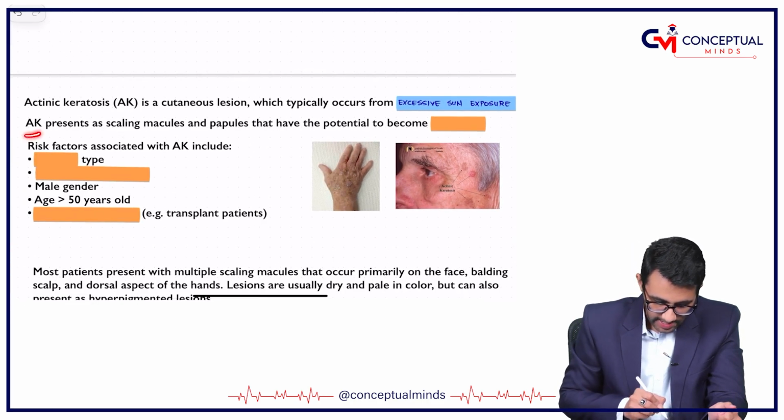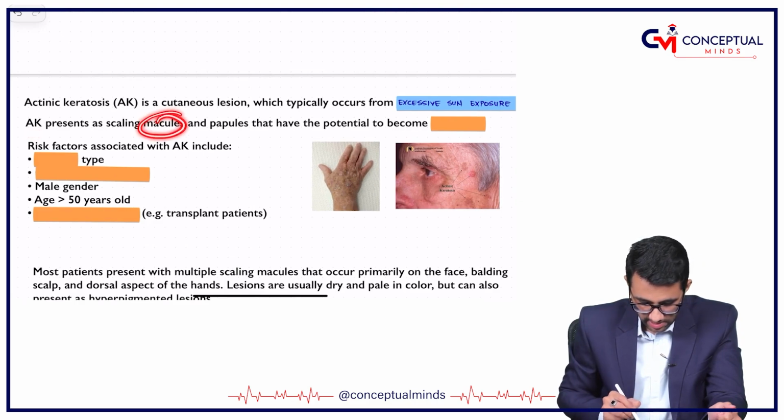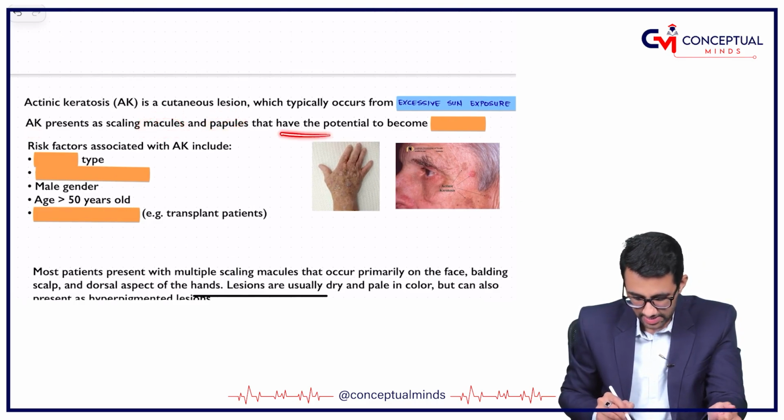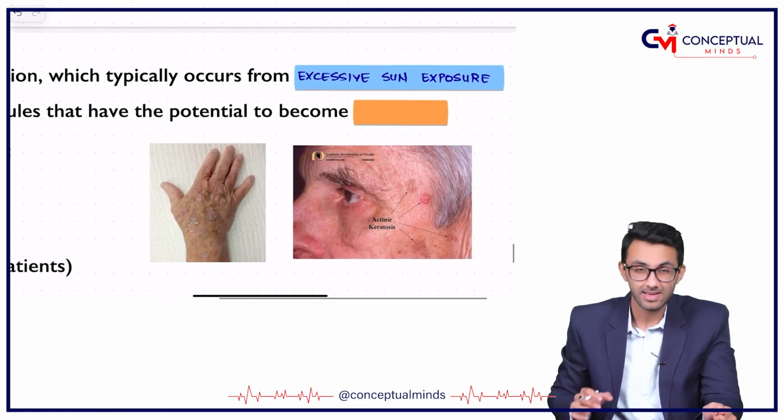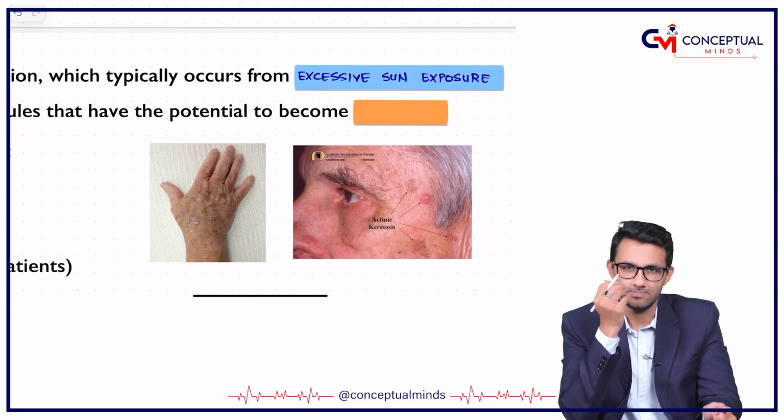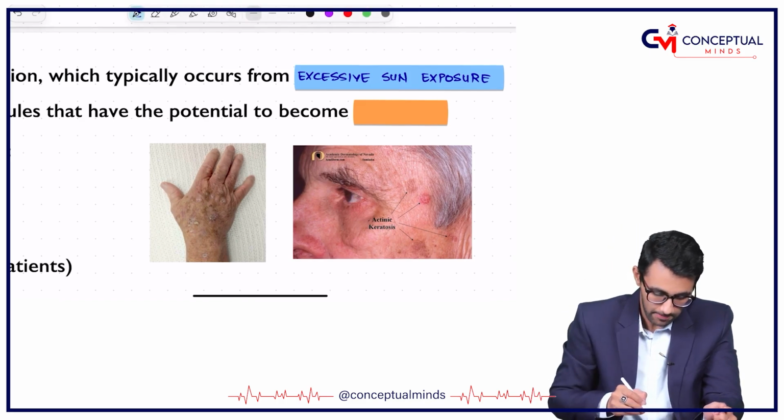Actinic keratosis presents as macules and papules, and they have the potential to become what? That is the next question. They could become malignant.